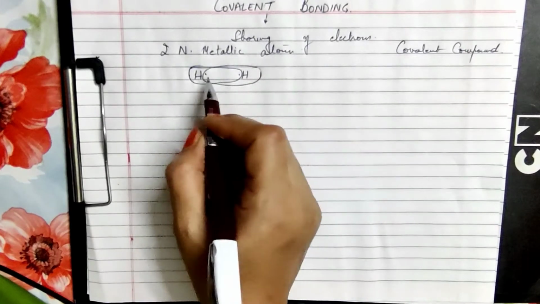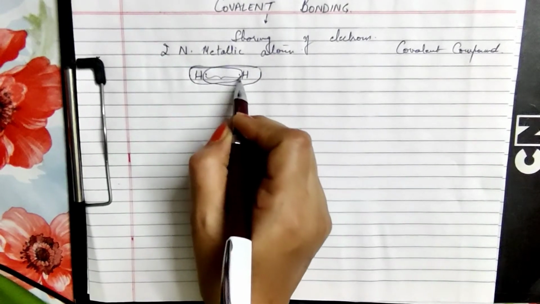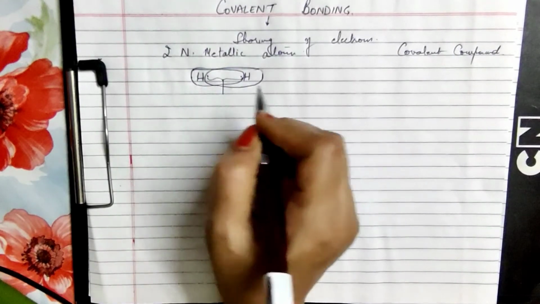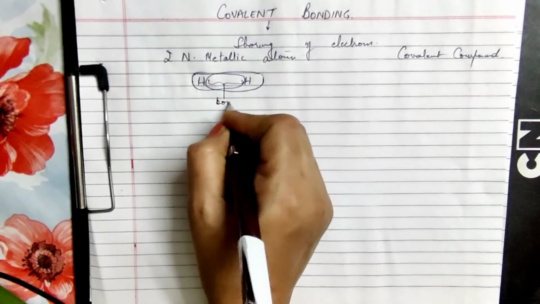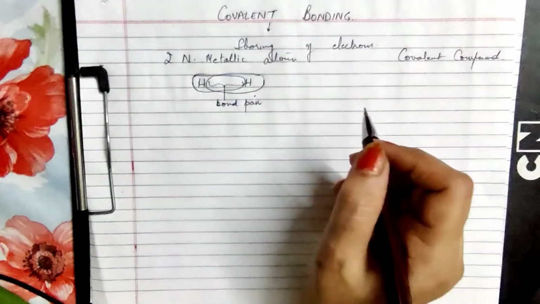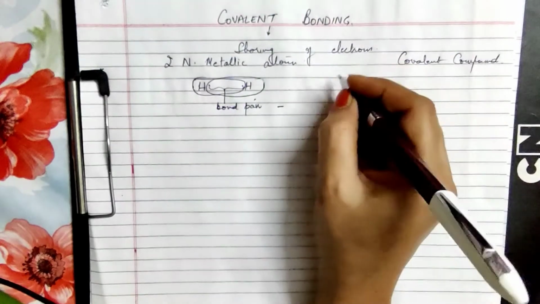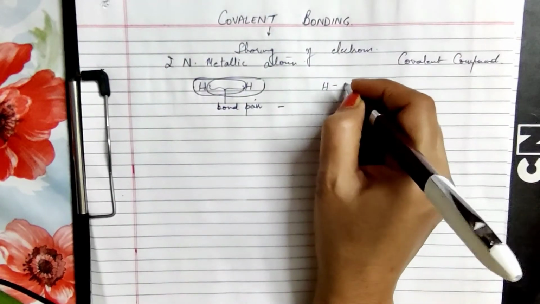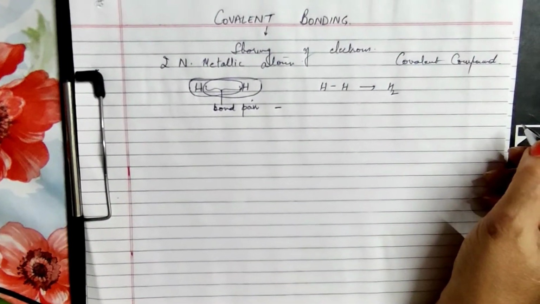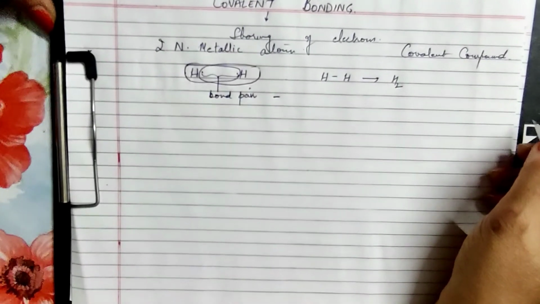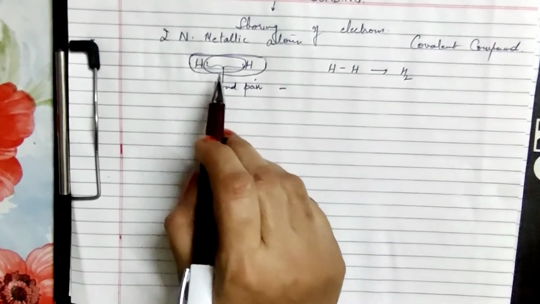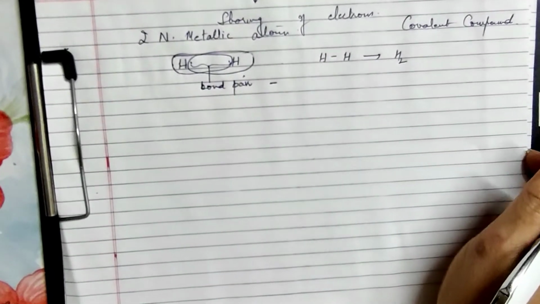This is how you show the sharing, where the electrons which are being shared are used by the two combining atoms. This pair of electrons which is involved in sharing is known as a bond pair. One bond pair is represented by a hyphen. So you will say hydrogen, single bond, hydrogen, and this results in the formation of a molecule called H2. There is no charge separation, no positive or negative charge on any of the combining atoms, because both of them have equally contributed in the sharing of electrons.